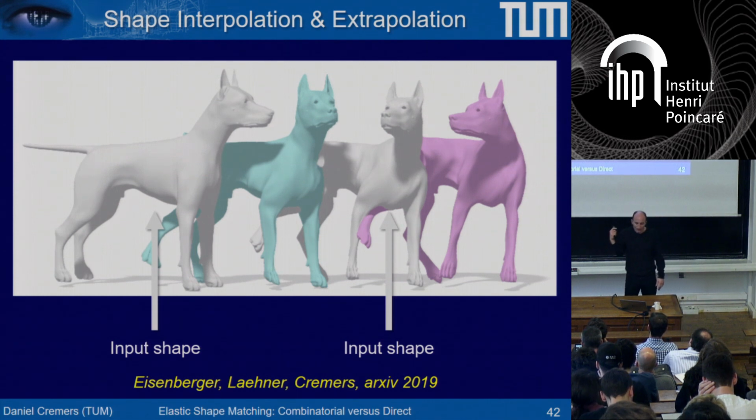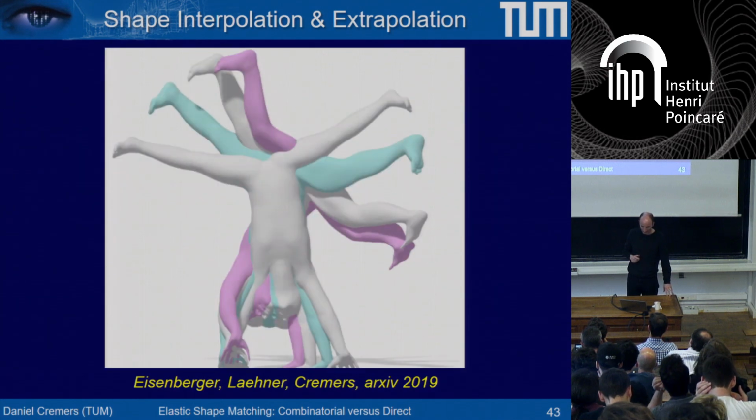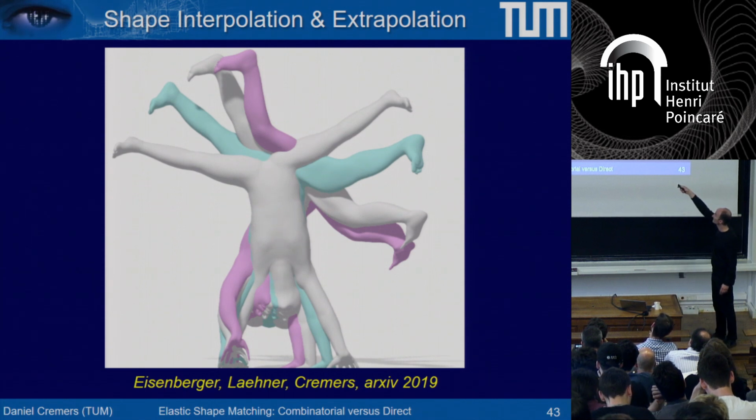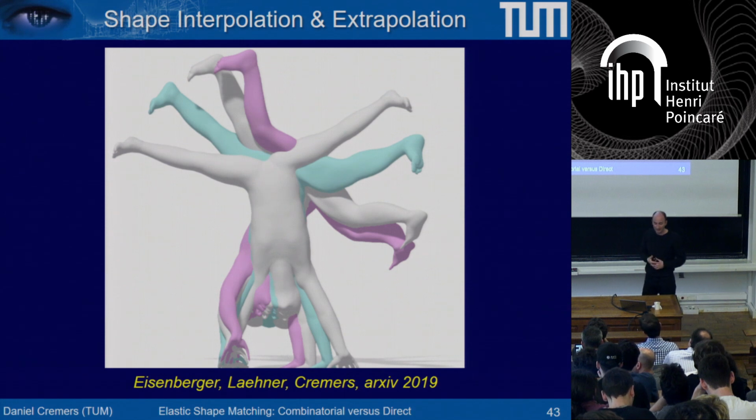Sorry, I don't have videos for the extrapolation. I have to ask Marvin to create videos. This is quite recent work, so we haven't really done all the promotion materials, if you want to call it this way. Here again, this turquoise is an interpolated shape, and the purple is extrapolated. So we can create interpolations and extrapolations.